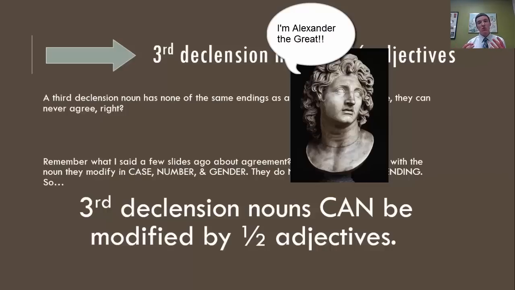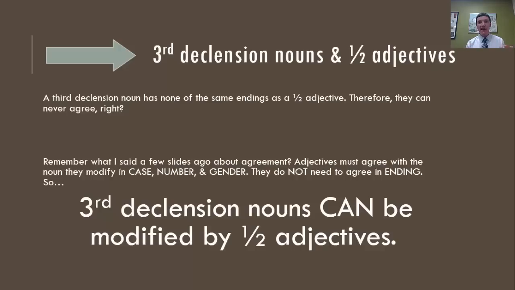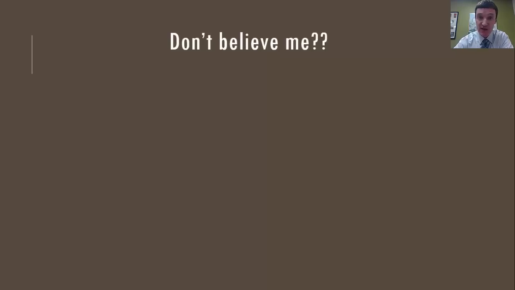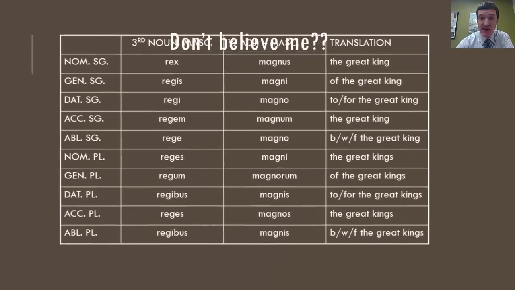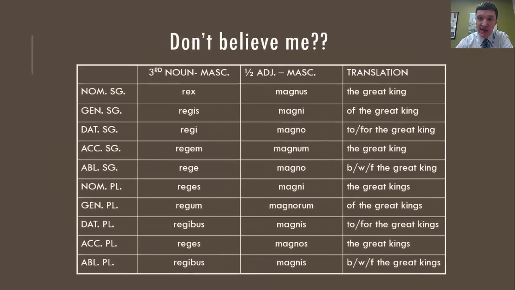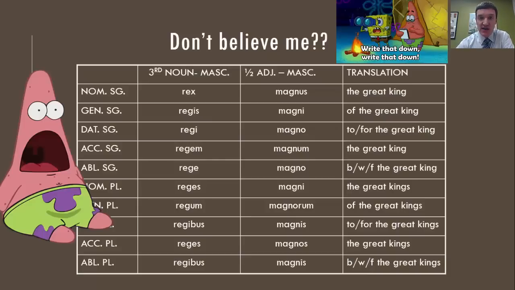So we have to find a way for that to be okay, that a third declension noun is paired with a 1/2 adjective. And so we did, right? You can combine it together. It's no big deal. The great king. King is third declension and uses the third declension noun endings that we saw a couple slides earlier. We saw Magnus declined in full a couple slides earlier. And so here you just see it together.